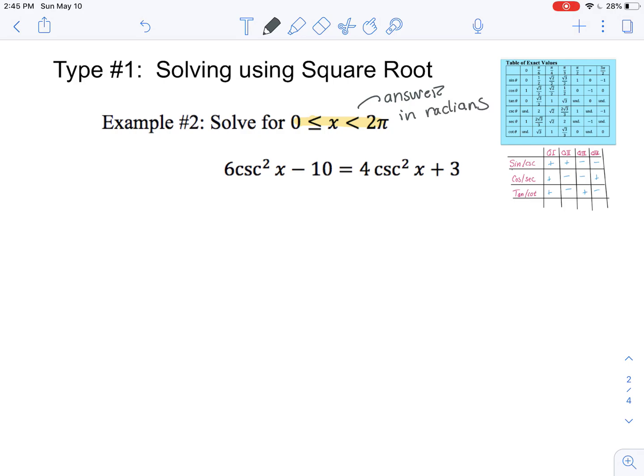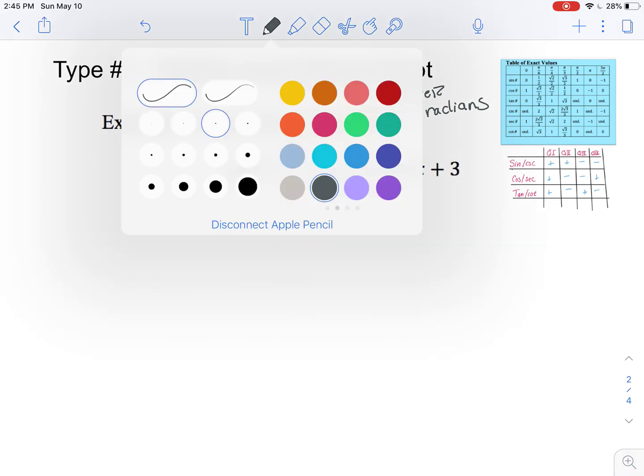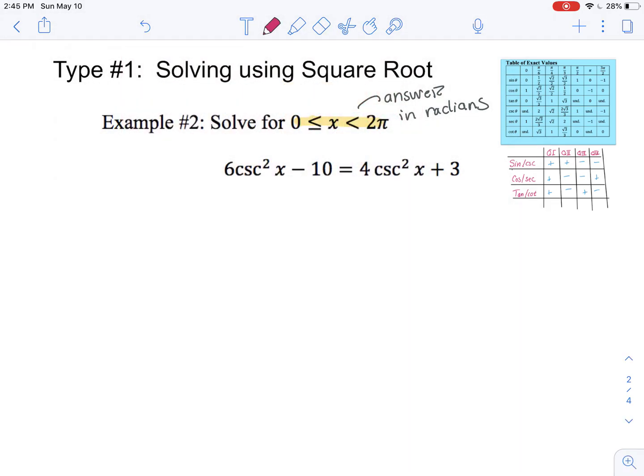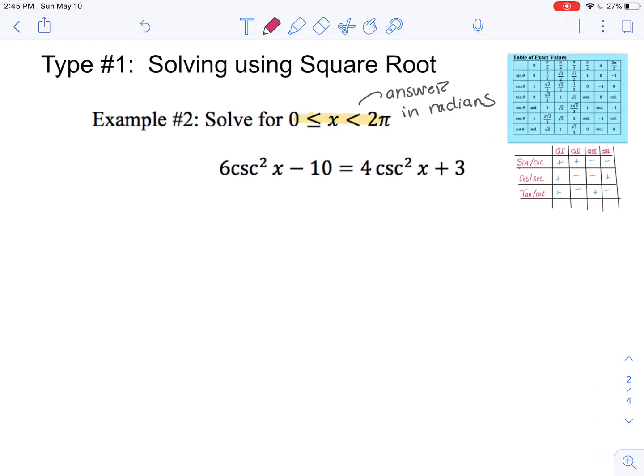I have my charts that I'll use if I need them. We're going to rewrite this to get my cosecant squared by itself. So I'm going to start with 6 cosecant squared x minus 10 equals 4 cosecant squared x plus 3.